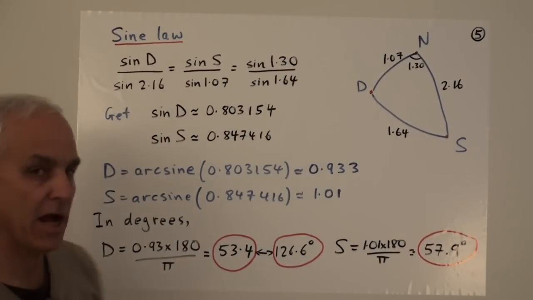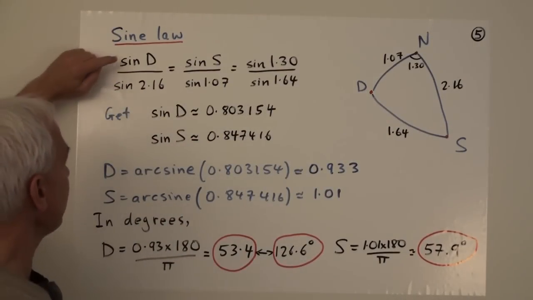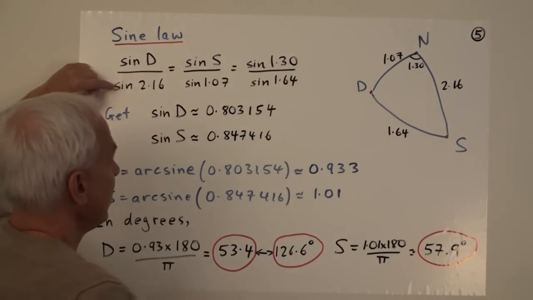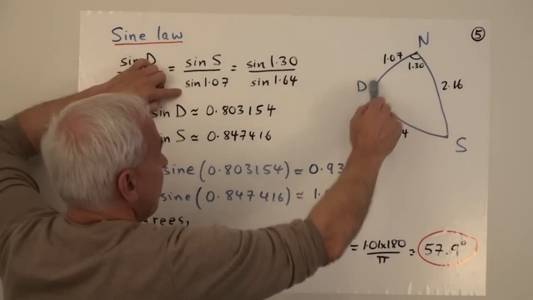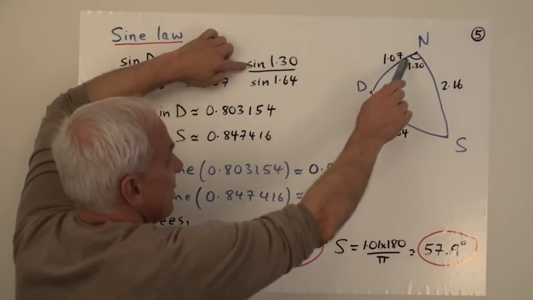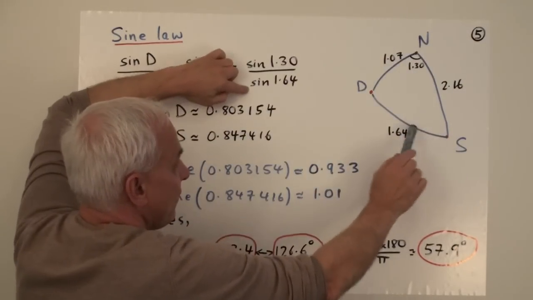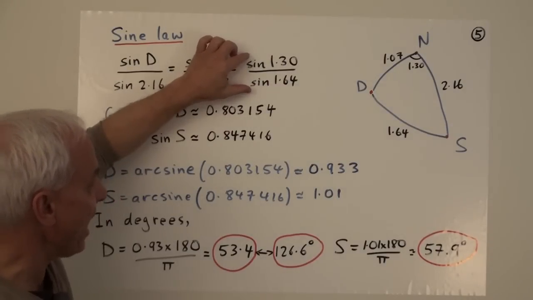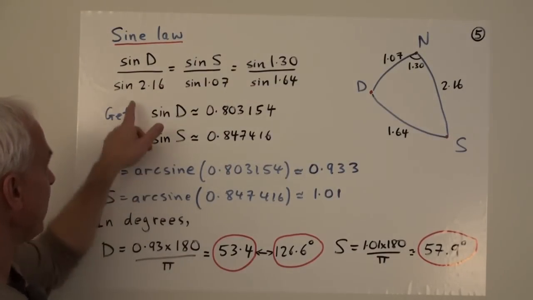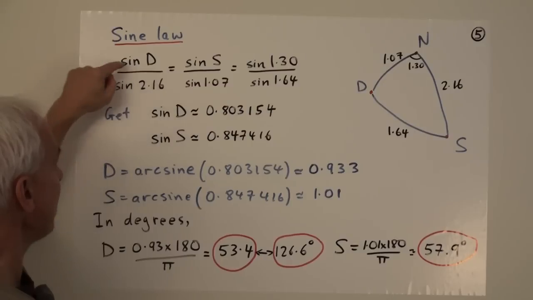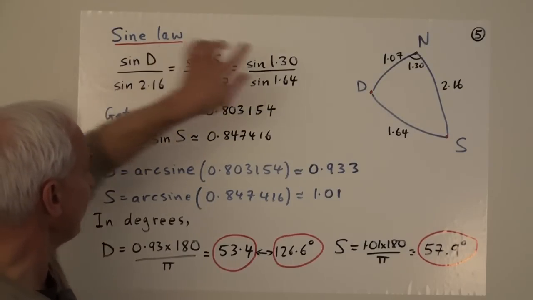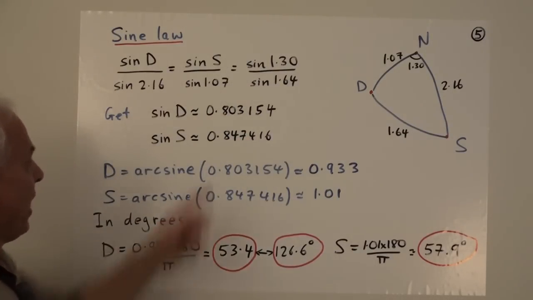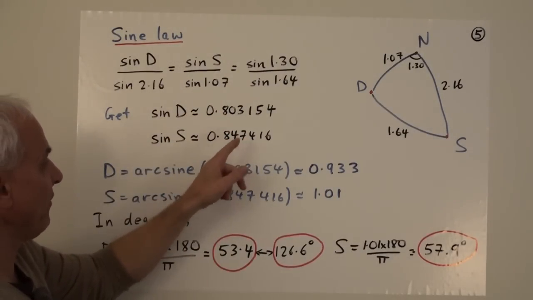And for that we use the sine law, which says that the sine of this angle divided by the sine of the opposite side is the same as the sine of this angle divided by the sine of the opposite side. Fortunately, we have both of these things in hand, and so we can pretty easily compute that sine of d is, once we take this thing up there and multiply it by those things, it's 0.803, etc. And sine of s is 0.847, etc.